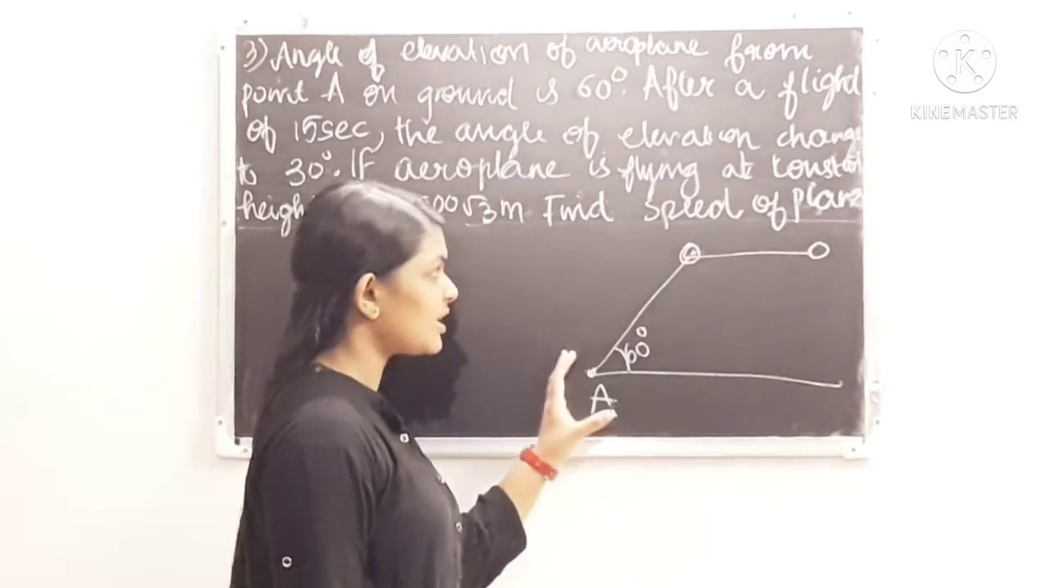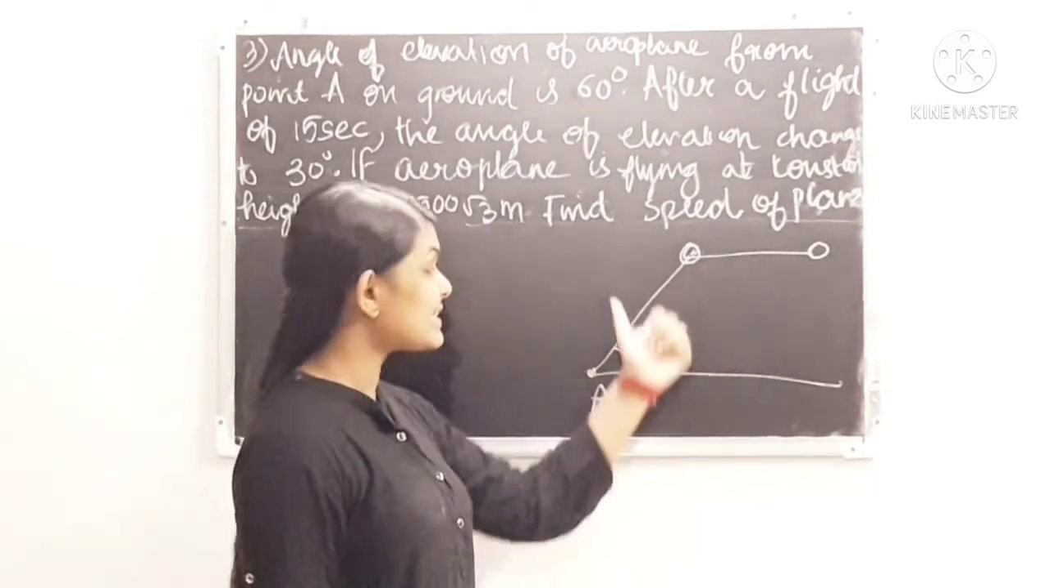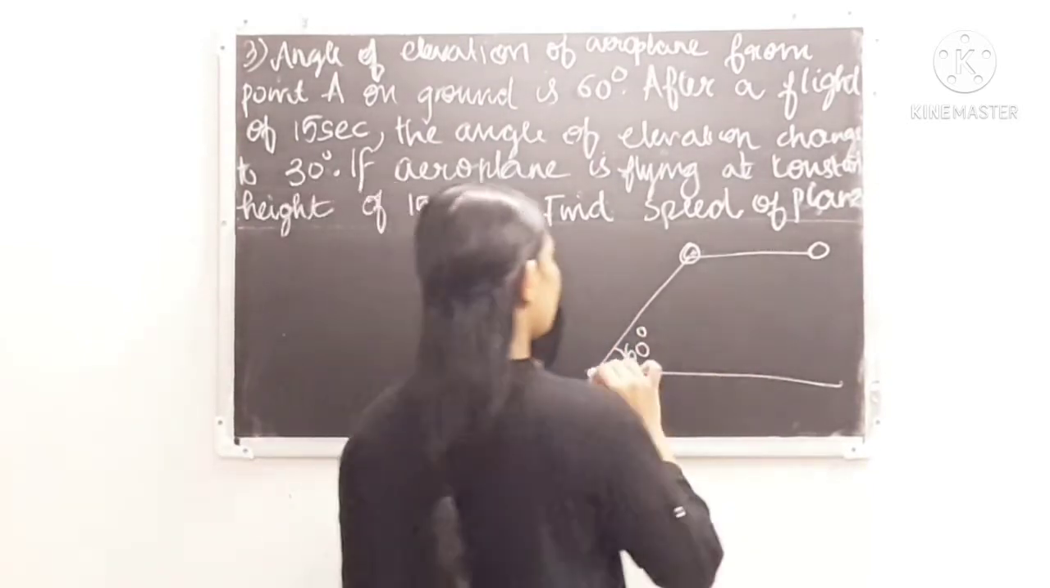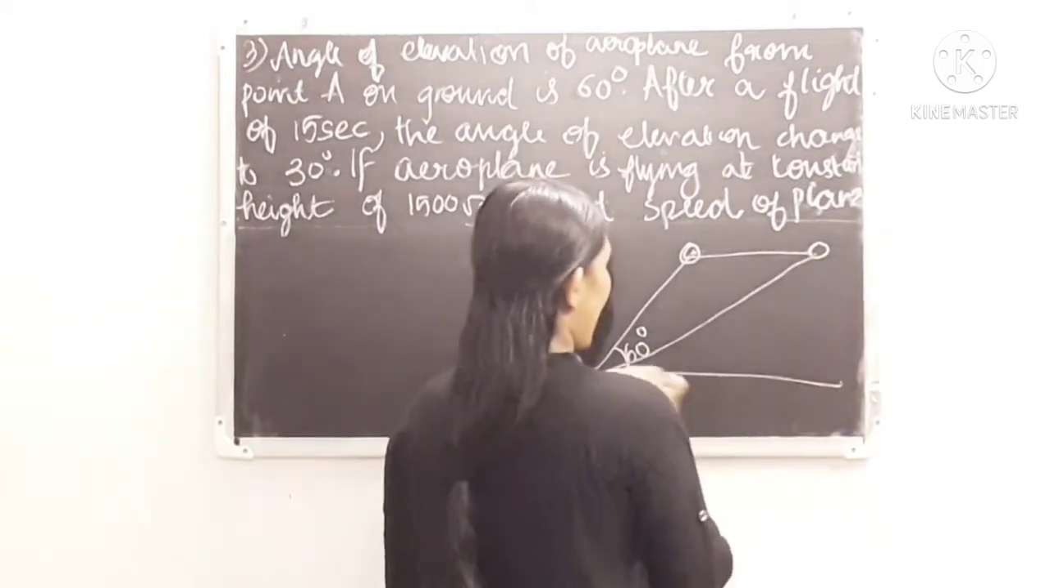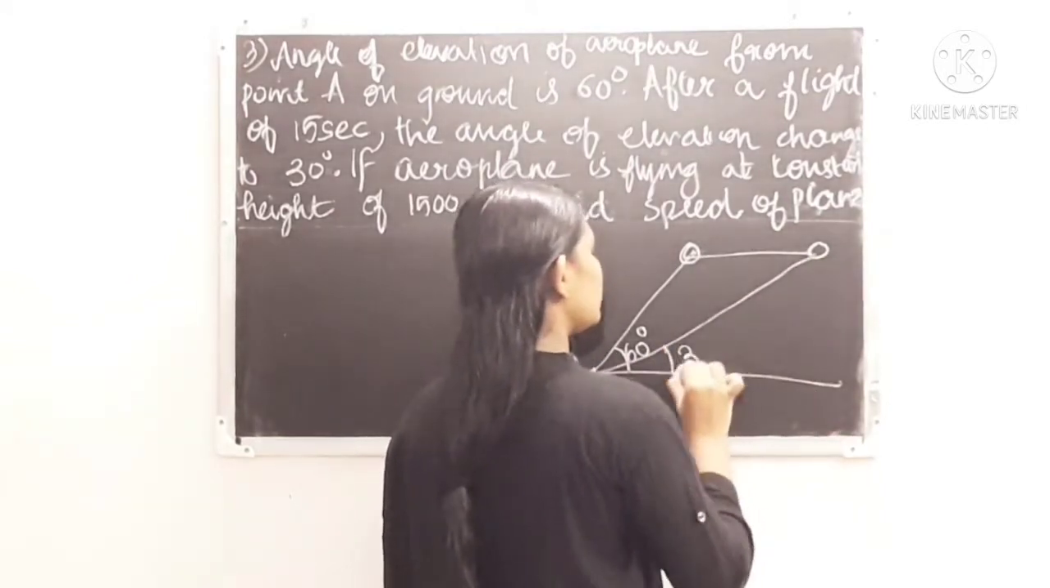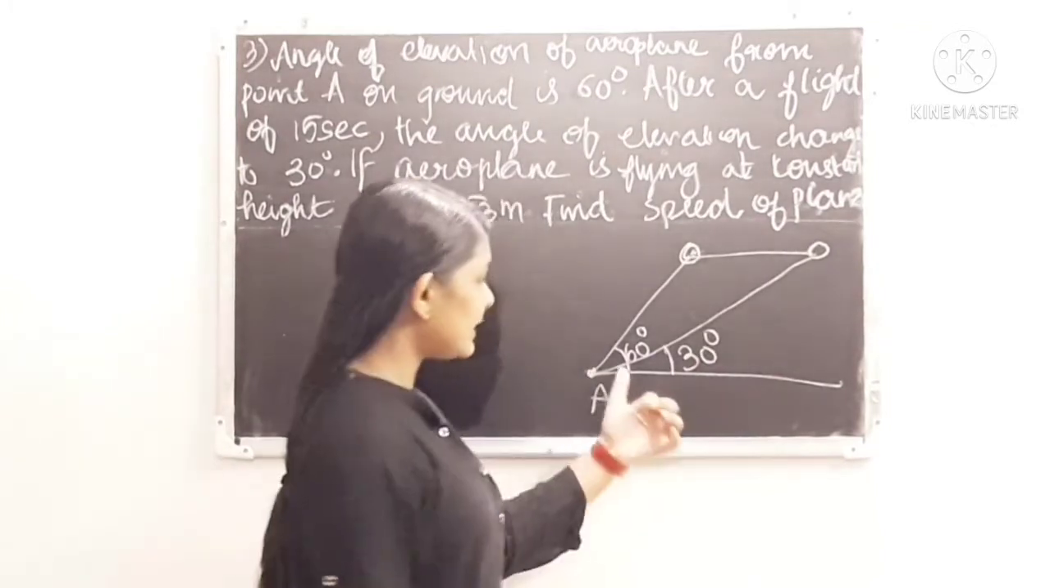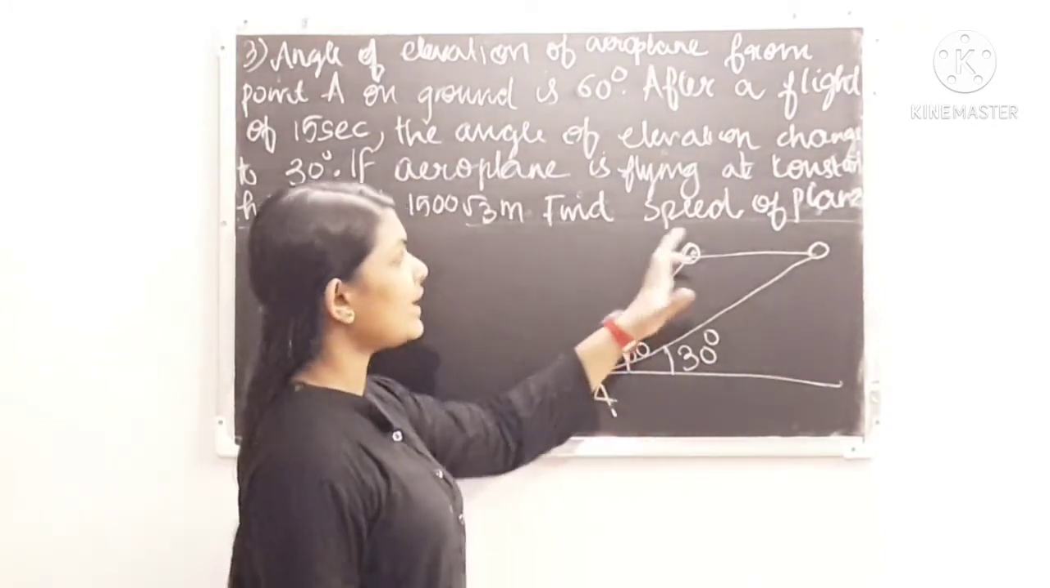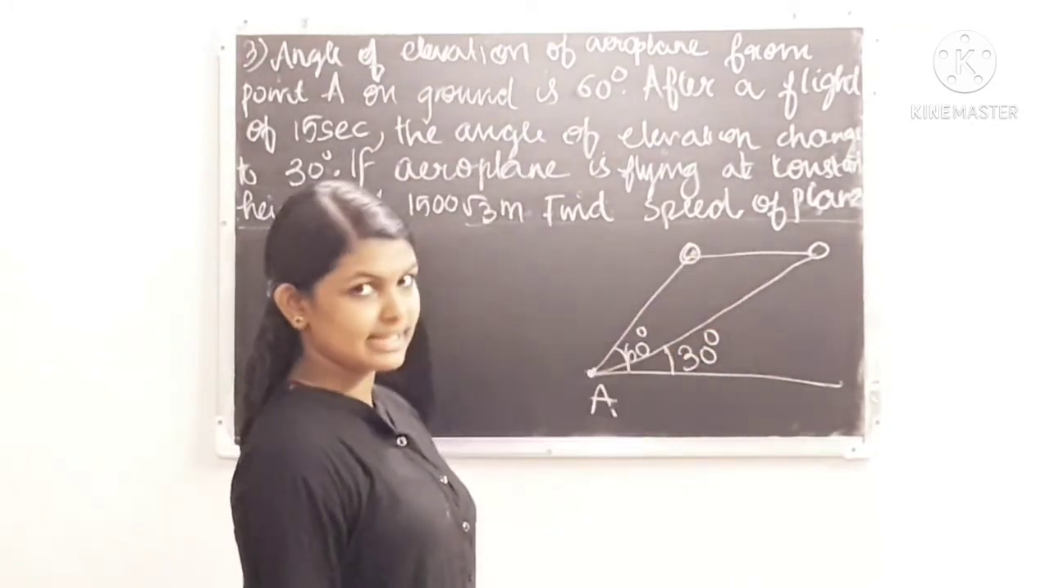When the observer observes, the angle of elevation changed from 60 degree to 30 degree. That means if we draw the line of sight and consider this angle, this angle will be equal to 30 degree. So the 60 degree changes to 30 degree when that aeroplane flies for 15 seconds.